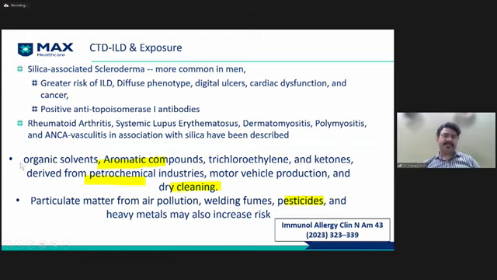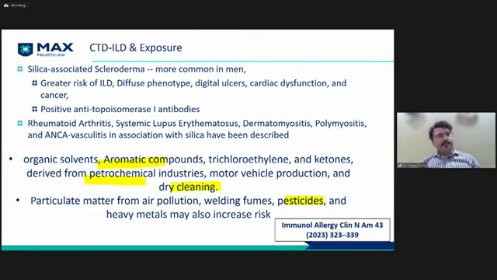And the common allergens which are associated with CTD ILD like presentation, the exposure is either organic solvents, aromatic compounds, trichloroethylene, ketones, derivatives of petrochemical industries or motor vehicle production and dry cleaning industry, the chemicals which are used in the dry cleaning industry. Apart from these organic solvents and aromatic compounds, the particulate material from air pollution, welding fumes, pesticides and heavy metals also increase the risk of silica related CTD ILD.